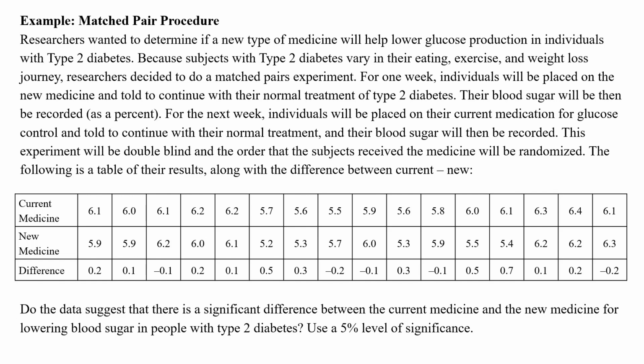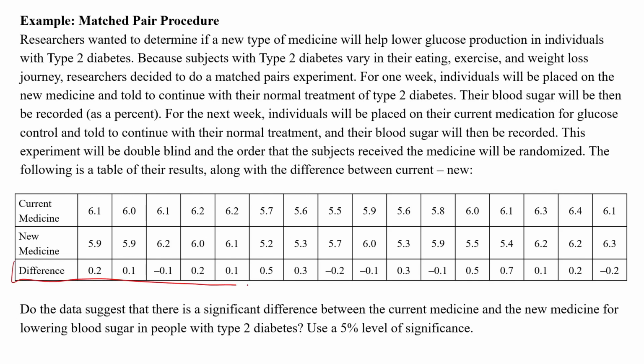The following is a table of their results along with the difference, current minus new. The way the table is organized, you see the current medicine first and then the new medicine on the next row, but they tell us in the description that the order they received them was randomized. So we don't know if they got it for the first week or the second week. Just to organize everything, current medicine is the first row, new medicine the second row.